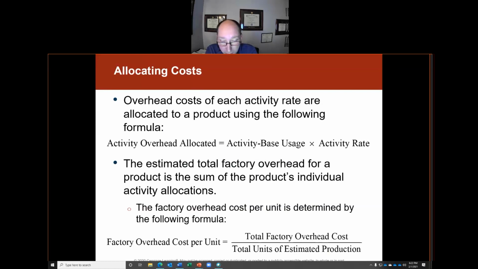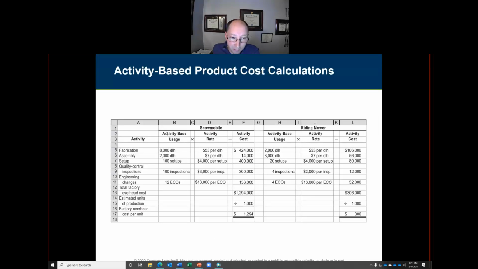Well, I think we said it's 2,000, right? Because we're making 1,000 lawnmowers and 1,000 snowmobiles. But of course, we're going to do that for each unit, right? So, okay, here's how it looks.